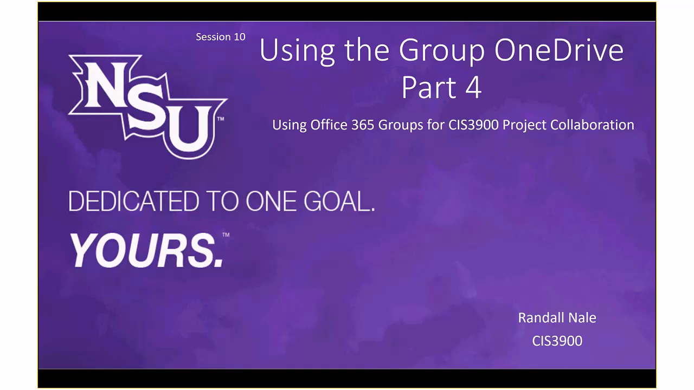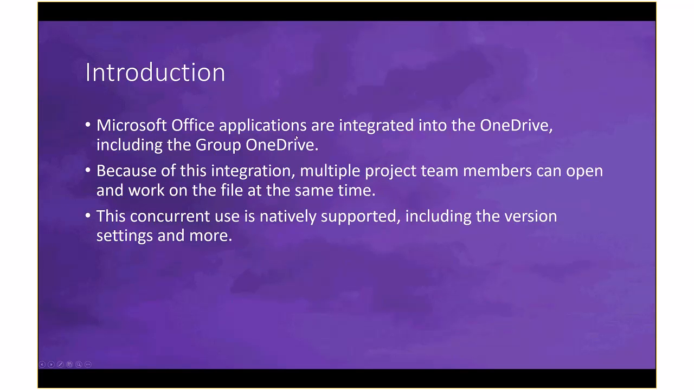We'll dive into it. By way of introduction, the Microsoft Office applications are integrated onto OneDrive, including the group OneDrive. We talked about that in the last session. Because of this integration, multiple project team members can work on the same file at the same time. Again, we started demoing that in the previous session as well. This concurrent use is natively supported, including versioning settings. This time we're going to take the concurrent use and the team collaboration, working on a set of files together, and take that a little farther and talk about version controls and things like that.